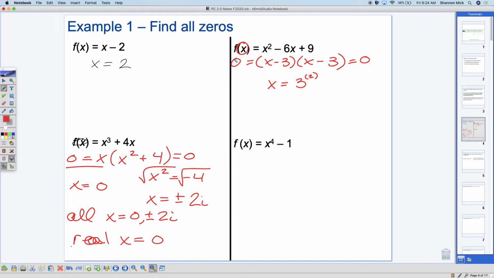Okay, we have x to the 4th minus 1. Set it equal to 0. Add 1. If it's squared, I take the square root. So it's to the 4th, I take the 4th root. That could be 1, which would be plus or minus 1, because it's even. If it's an odd number, then it is whatever it is. But if it's even, I can take 1 to the 4th and get positive 1. I can take negative 1 to the 4th and also get positive 1, can't I? So it's plus or minus.